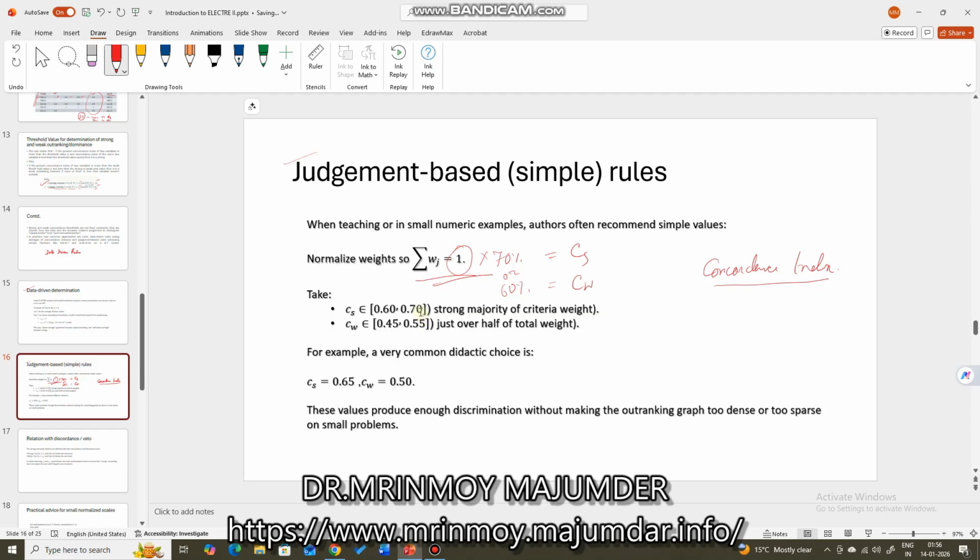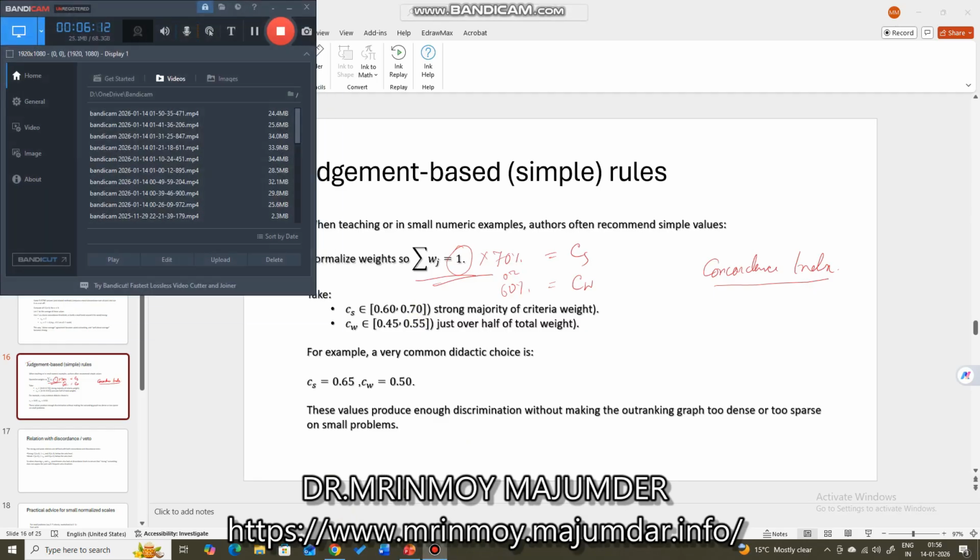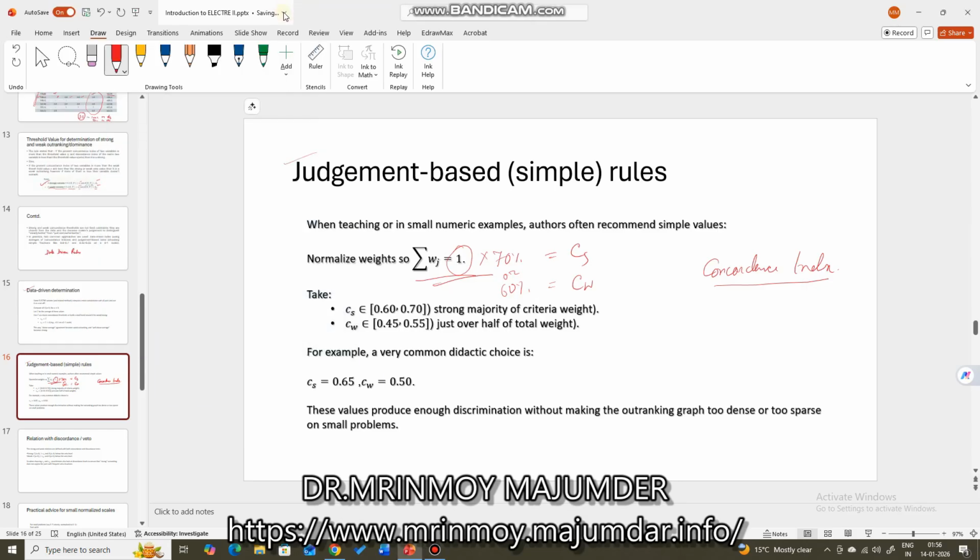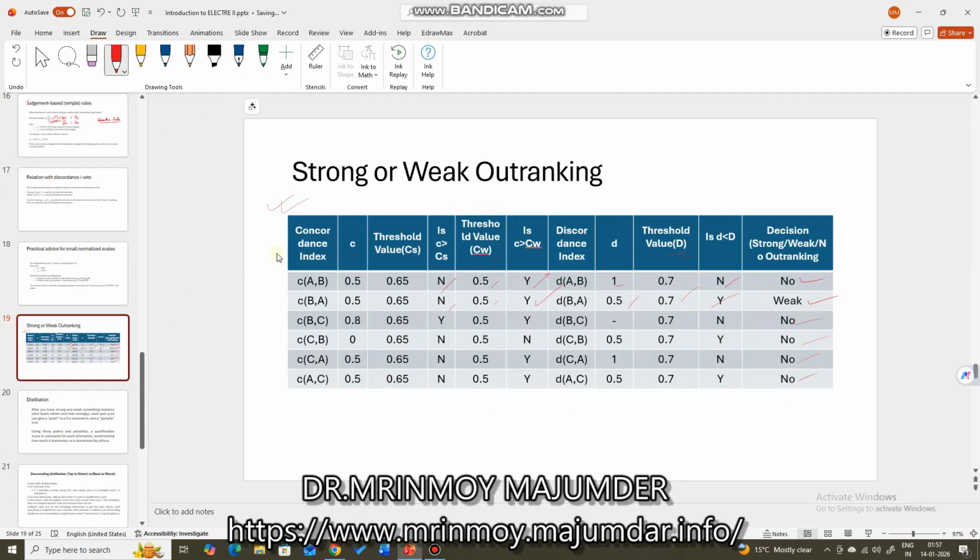The rule is, if strong outranking is there, then the concordance index value of the alternatives must be greater than the strong concordance threshold value, and the discordance index value of the same alternatives must be less than the strong discordance value. For weak, just replace the strong concordance and strong discordance values with the weak concordance and weak discordance threshold values. That is all. In this way, we can develop the outranking matrix. This is the outranking matrix.